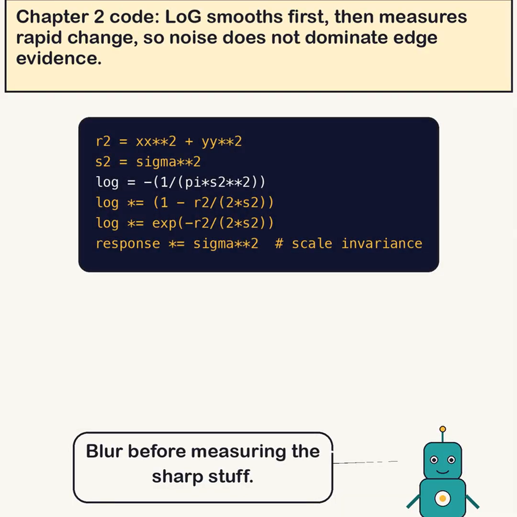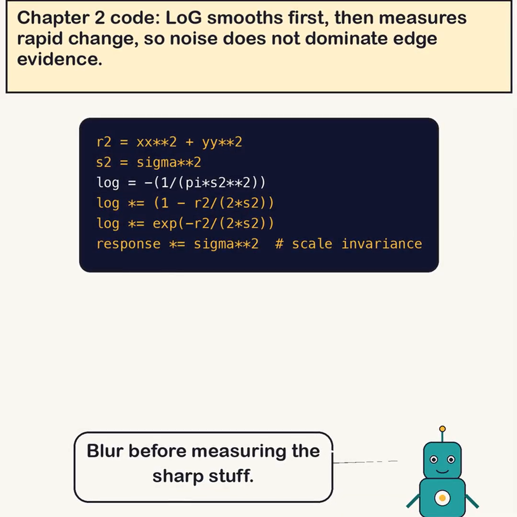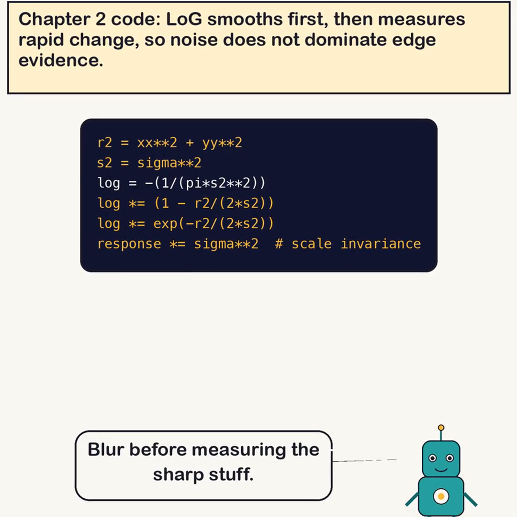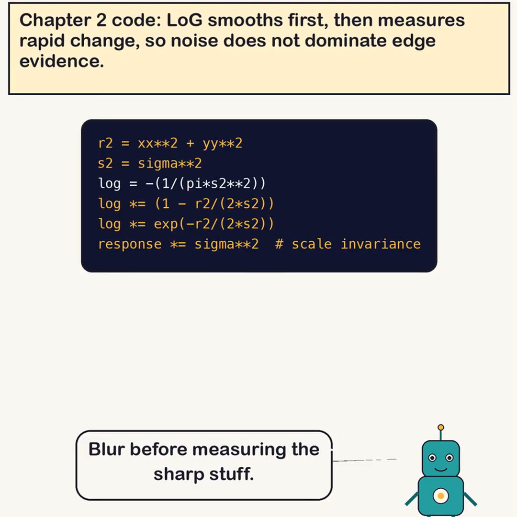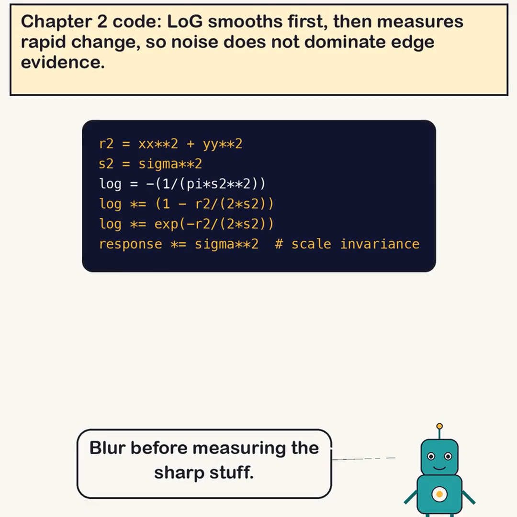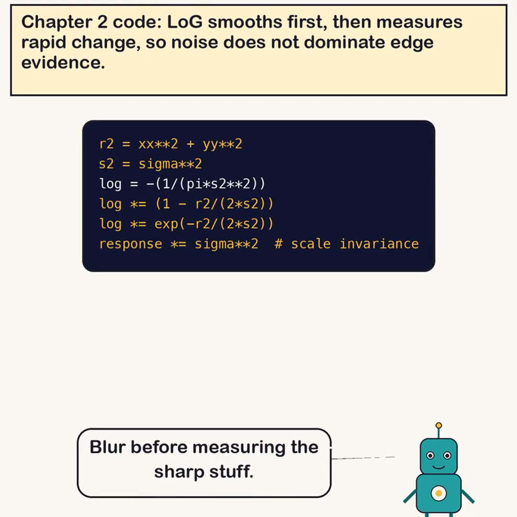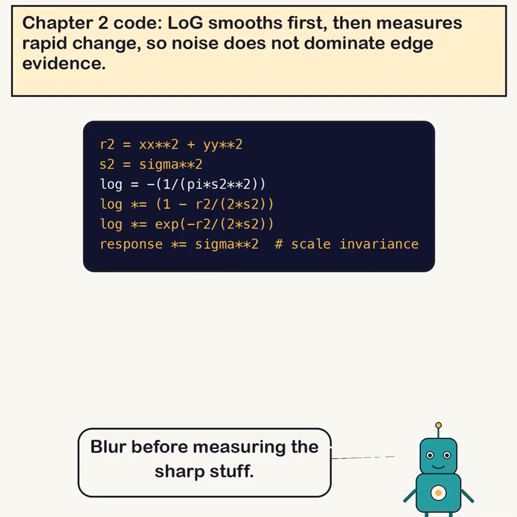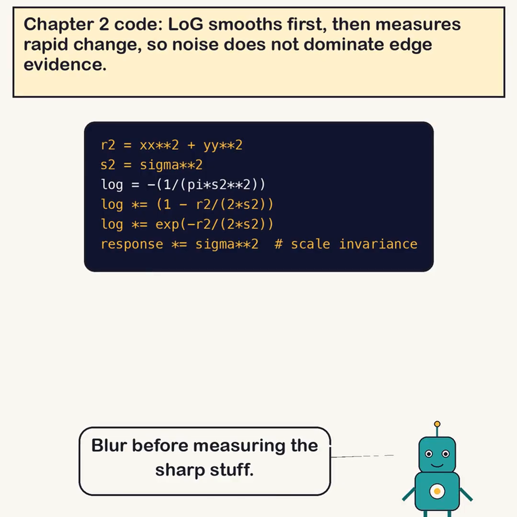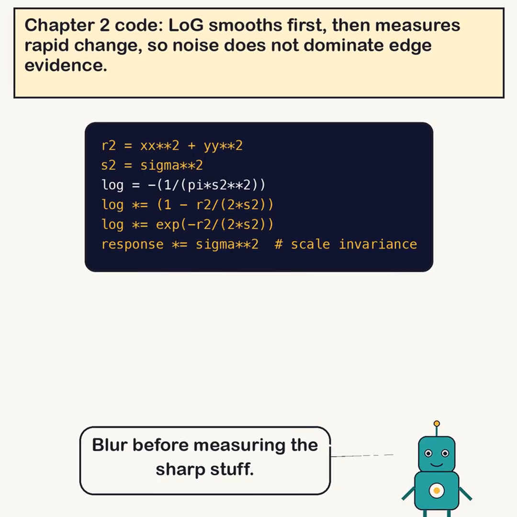A Laplacian of Gaussian combines smoothing and edge detection. R squared is distance from the kernel center. Sigma squared controls scale. The exponential gives the Gaussian falloff. Multiplying the response by sigma squared normalizes across scales, which helps blob detection. The Laplacian of Gaussian is the Marr-Hildreth idea. First calm the noisy mosaic, then look for meaningful change.